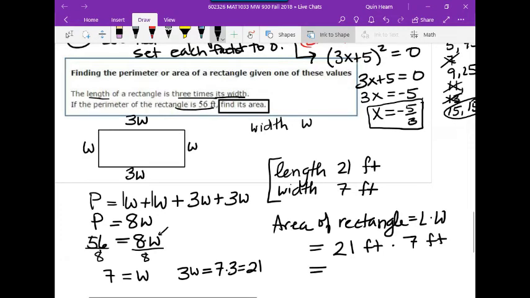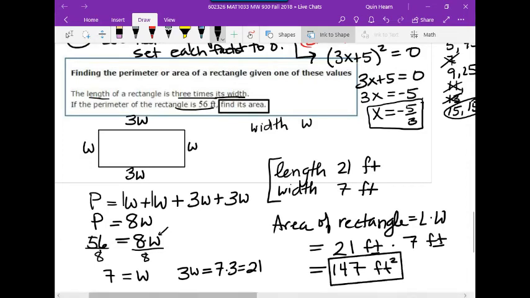The reason I wrote the units in there is just to remind you that when you find area, you end up with square units, because 21 times 7 is 147, and feet times feet gives you feet squared, square feet. So the area of this particular rectangle is 147 square feet.